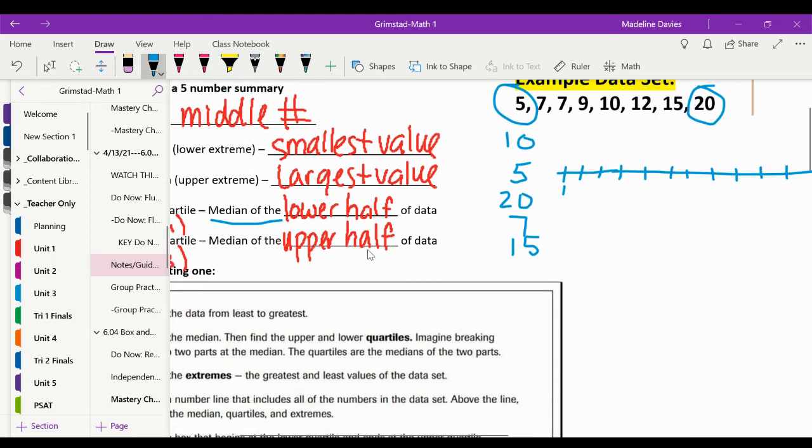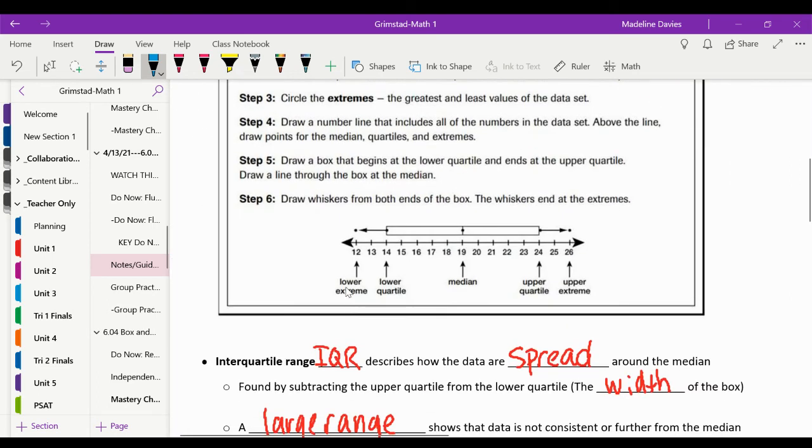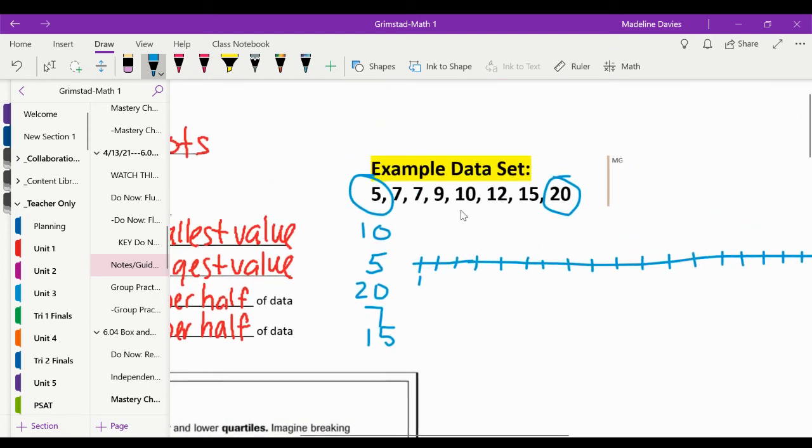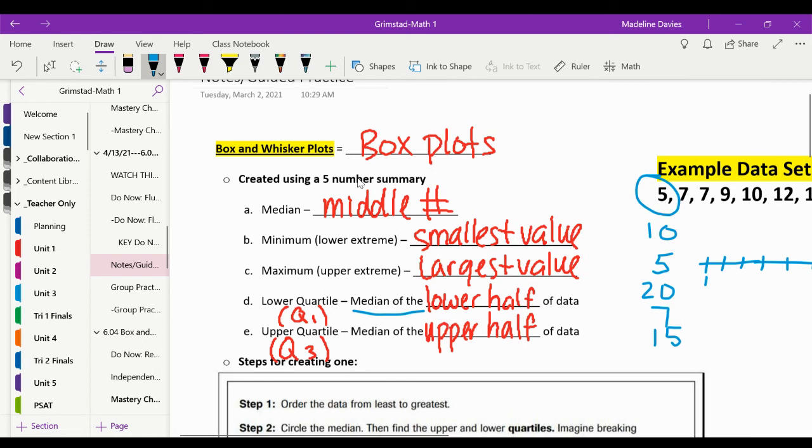And I need to start graphing. So I need to draw a number line. So I did that. And now I need to draw points for the median, the quartiles, and the extremes. So let's go back up here. And remember, we found all of these points.